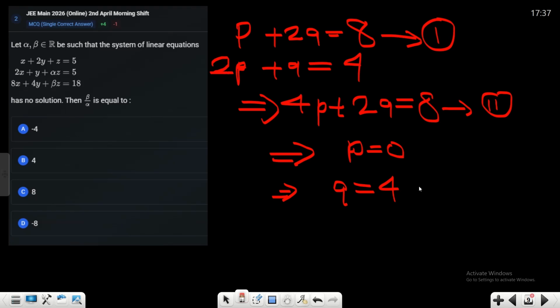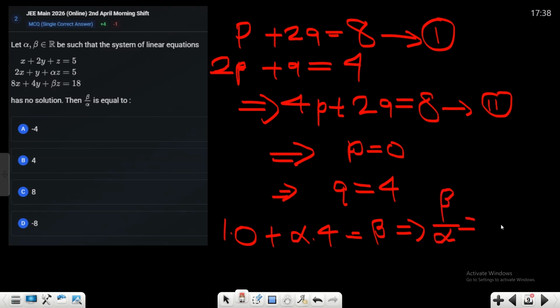Now if I apply the values of p and q into the z coefficients equation, then you'll get 1 times 0, first coefficient is 1, and the second equation z coefficient is alpha, so alpha times the value of q is 4, and this should be equal to beta. So this implies beta by alpha is equal to 4. Now is the answer over? 90% over, 10% not over.